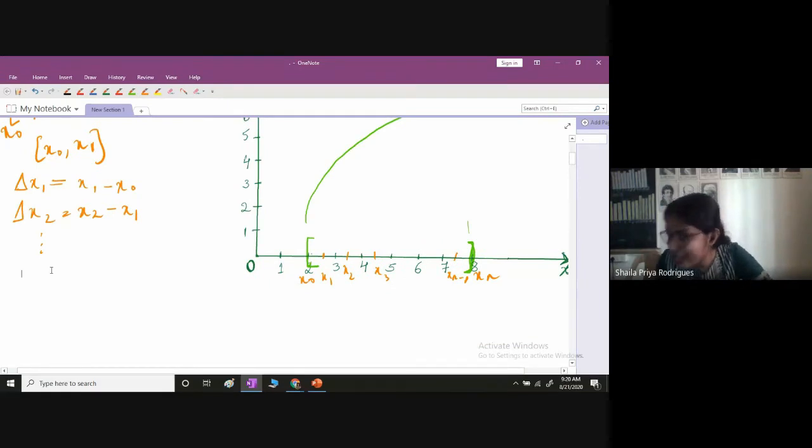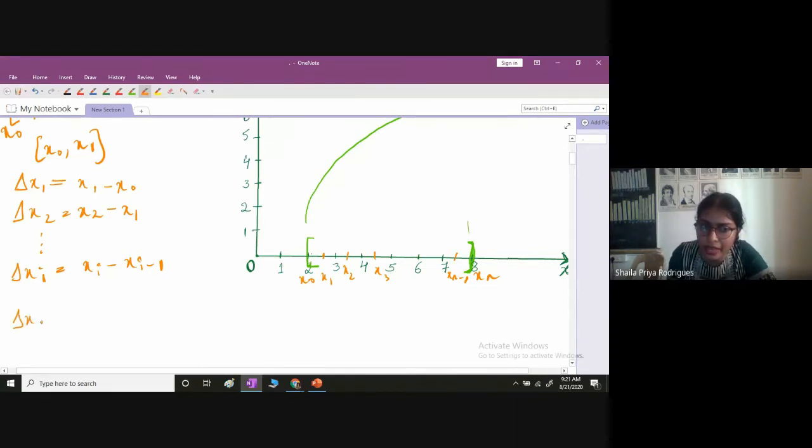So if [x(i-1), xi] is the ith subinterval, the length of the ith subinterval in general is going to be xi minus x(i-1). And the length of the last subinterval, that's delta xn, is going to be xn minus x(n-1).